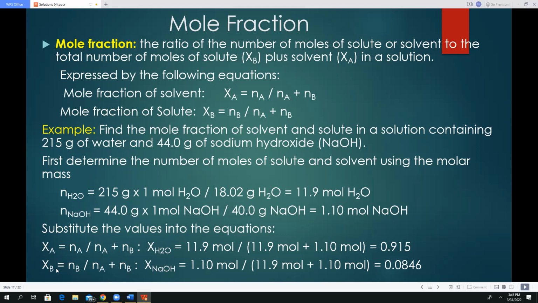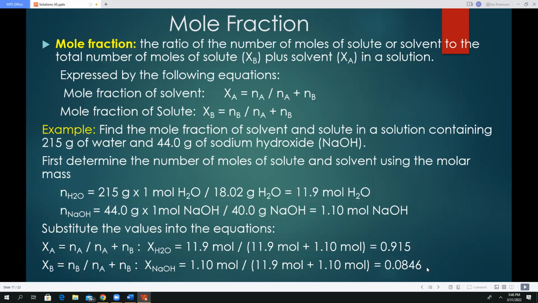And then the mole fraction for B, or the solute, is going to be NB over NA plus NB. So the only thing that changes is the NA and the NB on top. That's going to give you 1.1 moles, which is what we figured, divided by the 11 plus the same thing as the other one. And it gives you 0.0846.